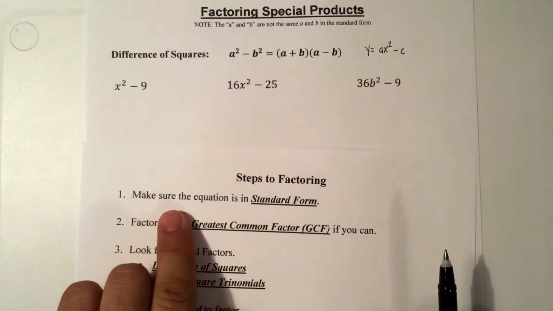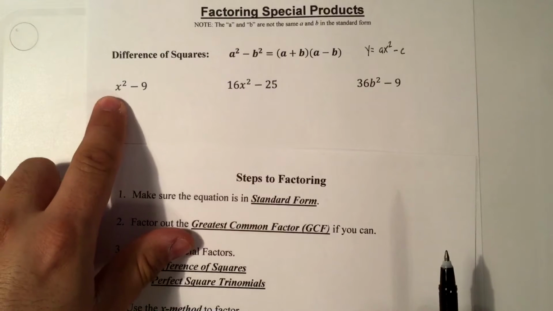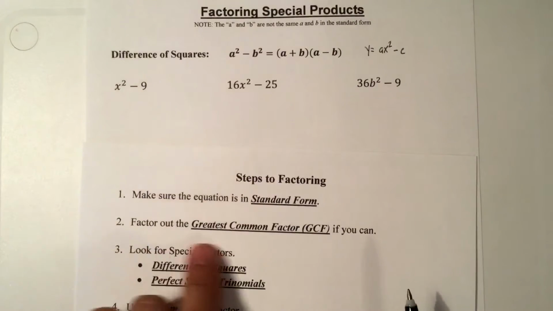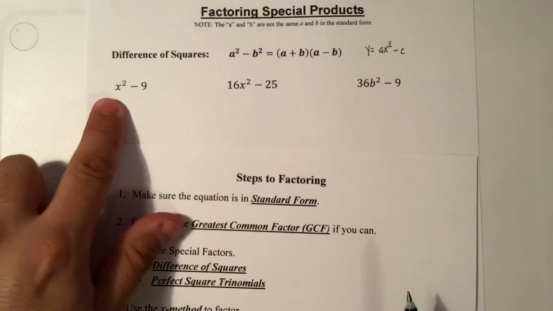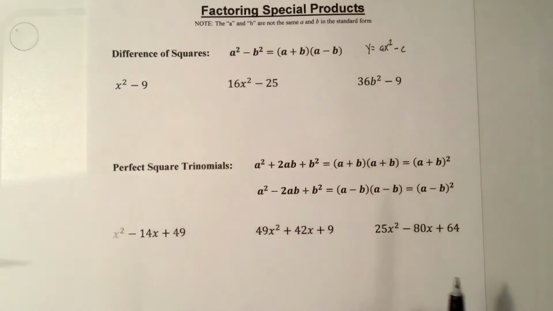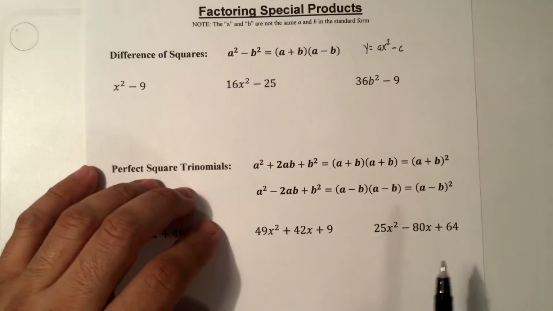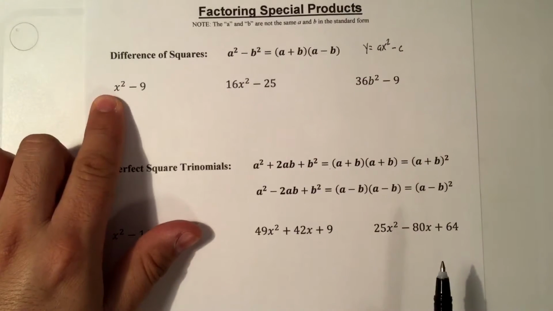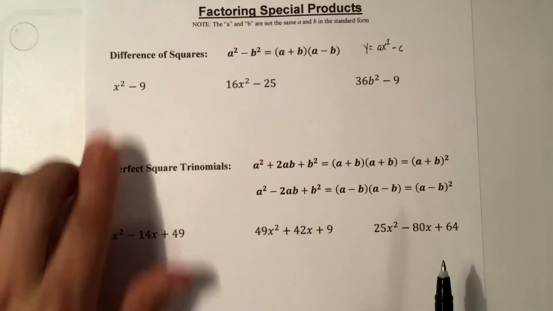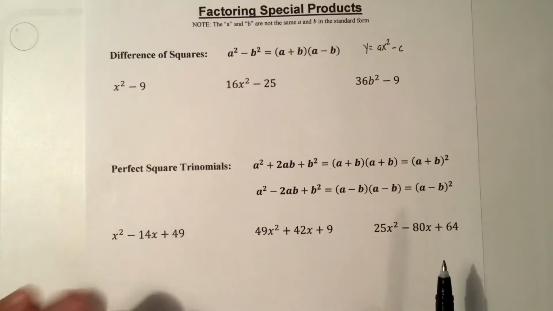Okay, but first make sure it's in standard form, so ax squared plus bx is 0, so we don't worry about it, and then plus c. Factor out a greatest common factor if you can. These do not have anything in common. Now we're going to look for our special factors. So this one is going to be a difference of squares. All right, so in this case, here's what you do. I see a perfect square at the beginning, I see a perfect square at the end, and I see no b value, and there's a minus sign. So automatically I try the difference of two squares.